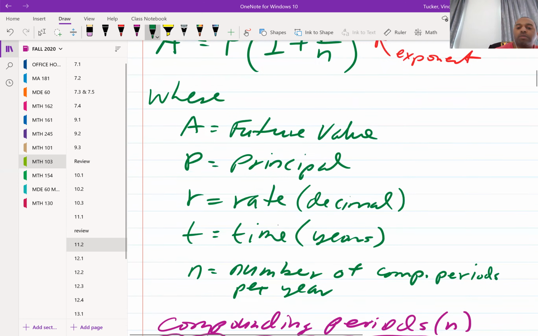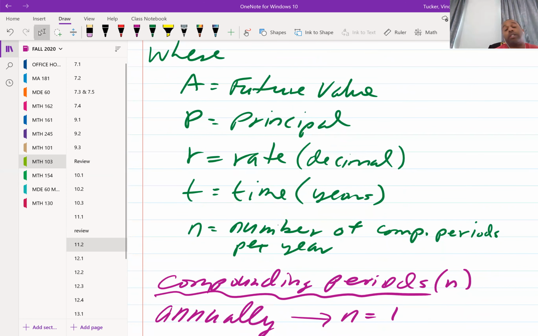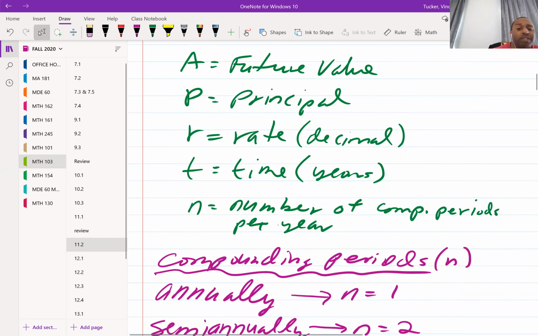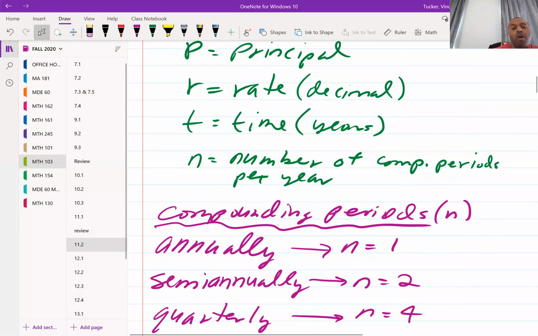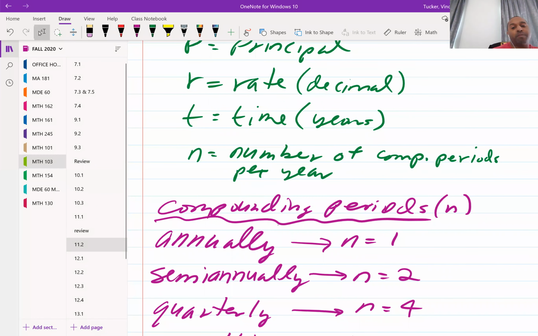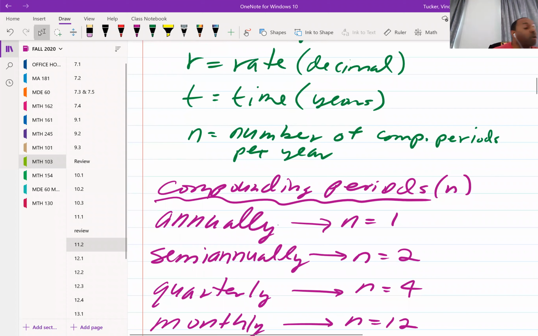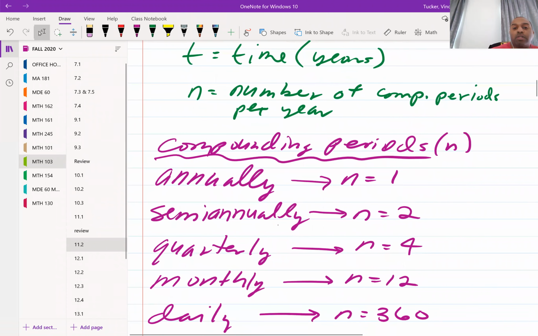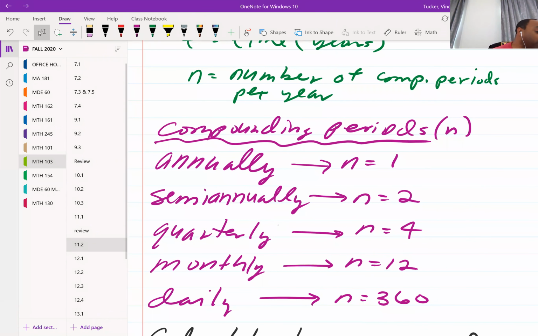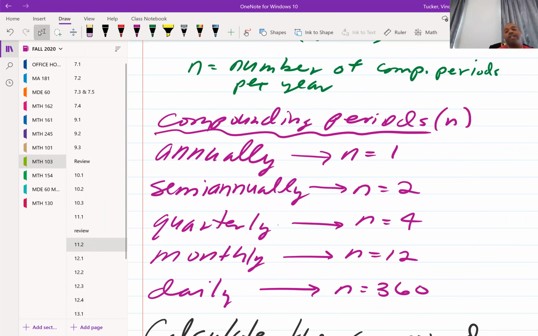All right, so what's going to dictate what our number for N will be? They're going to give us keywords to describe how our money will be compounded per year, and those keywords will give us that number. Annually means N is equal to 1. Semi-annually, N is 2. Quarterly, N is 4. Monthly, N is 12. Daily, N is 360. Don't forget that 360 comes from the banker's rule.